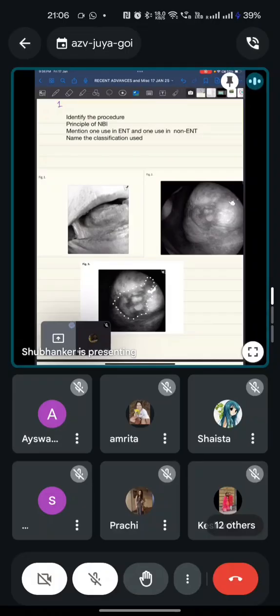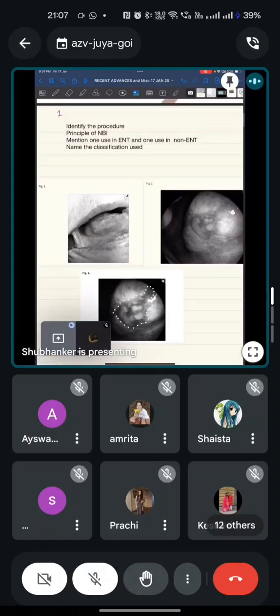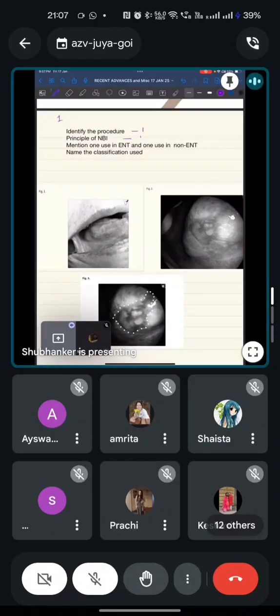In an OSCE question, all the questions will carry marks. Suppose if this is there, this will carry 1, this will carry 1, this will carry 1, this will carry 1. So supposedly you give very much emphasis on the principle of NBI. You write about 4 lines and you don't write anything on the name of the classification and the name of the use. So you will lose on these 2 marks.